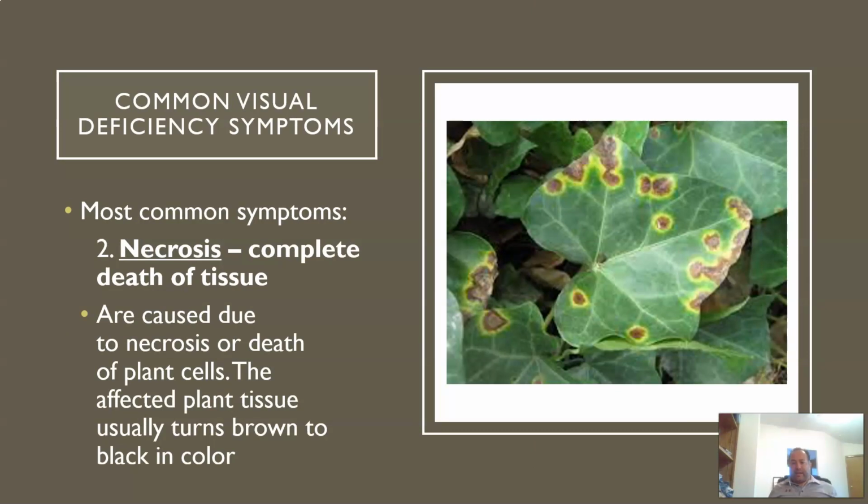Another thing we'll see is necrosis, so actually death of the tissue, and it's usually caused by the death of the cells within the plant tissue. And usually you see a black or a brown color, just like this picture on the right, where you can actually see a little bit of black and brown in those spots, and so that part of the plant has actually died.